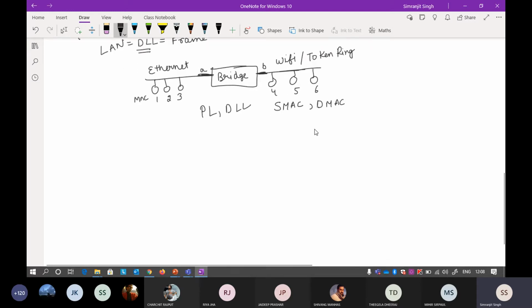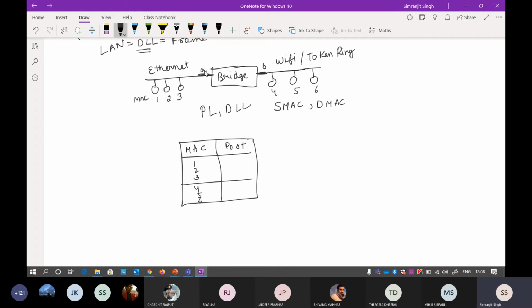Now what exactly does this bridge do? This bridge makes a particular kind of table, where there are MAC addresses and a port. The MAC addresses are 123 and 456, and the port is the side at which the bridge is connected. It is connected to port A, so from this port these three devices are connected, so I'll write A, and A. From this other port, these three devices are connected, so B, and B. This bridge will maintain this table to send any kind of communication.